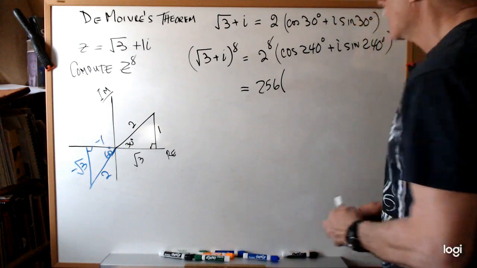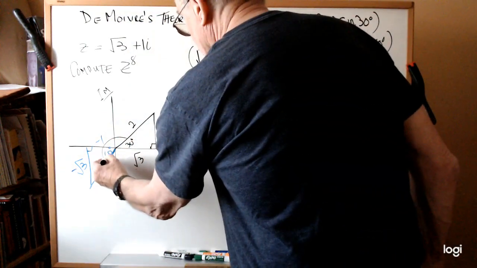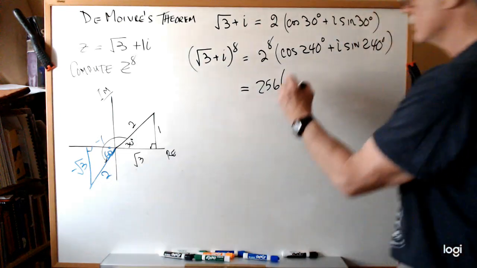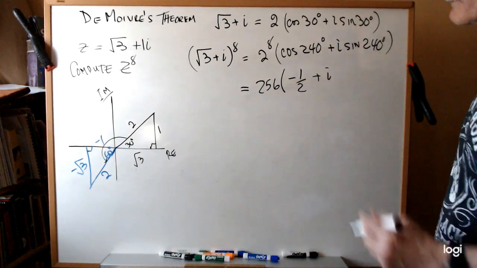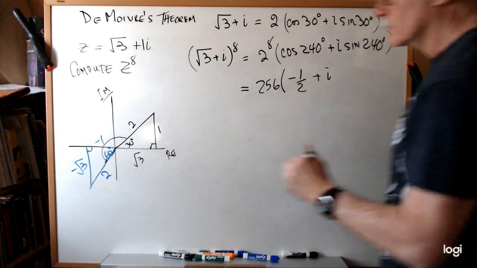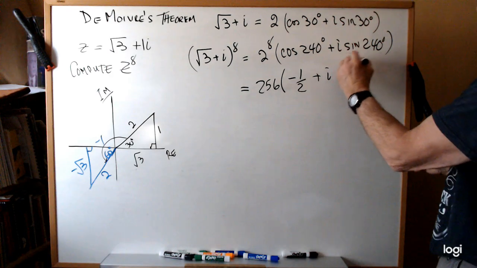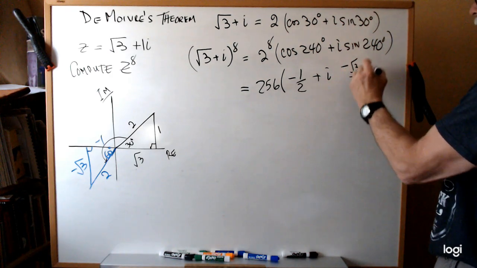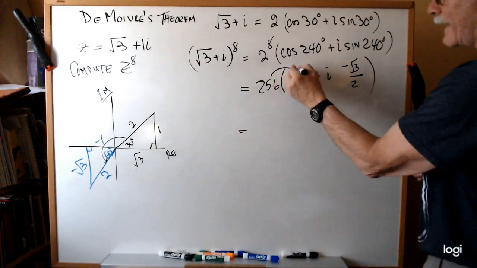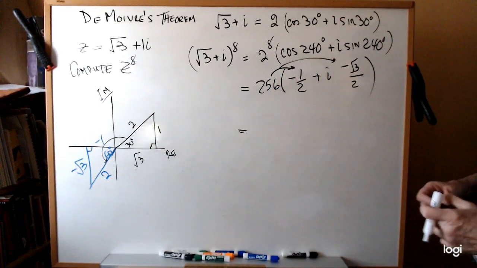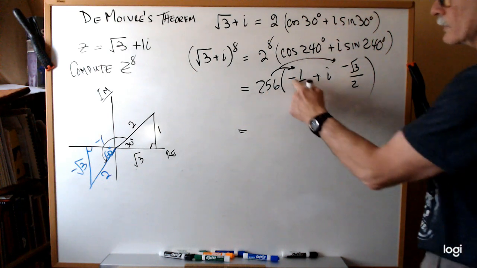Cosine of 240. This is our 240. Adjacent over hypotenuse, negative a half. That should make you happy. And sine of 240, opposite over hypotenuse, negative radical 3 over 2. So what we're going to do is multiply this out now, get some simplification, right? Half of 256 is 128, but that's a negative.